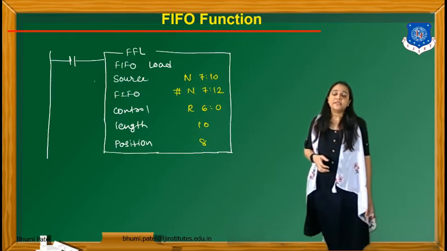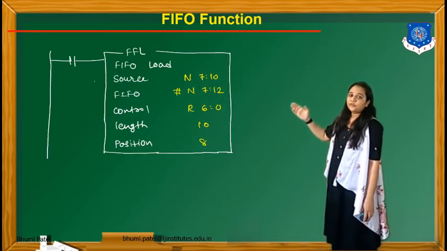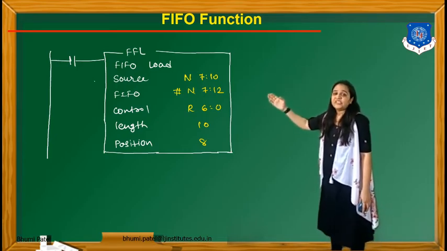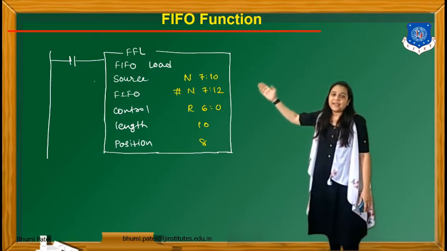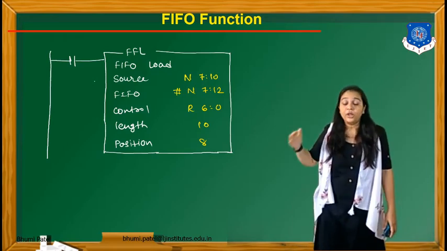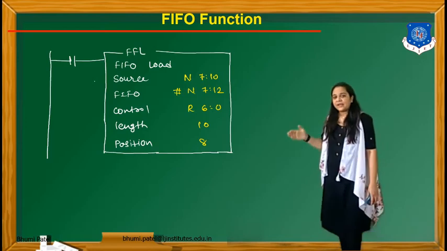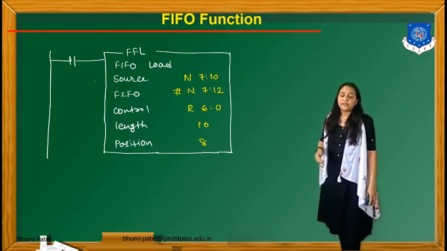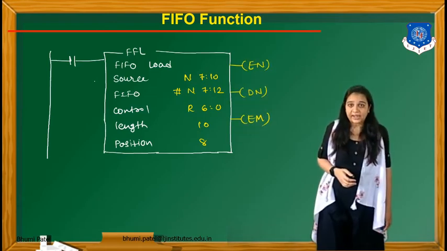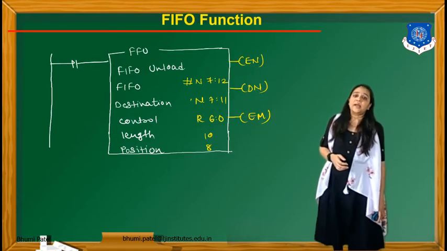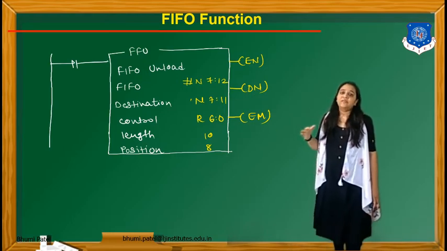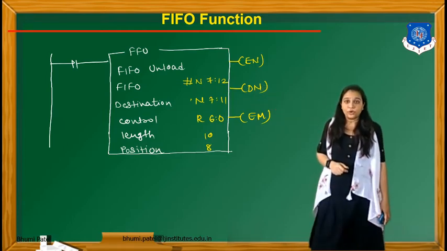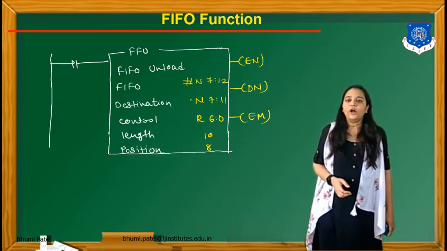Okay, now this is the block format of the FIFO load. We have decided the source N7:10. Then the FIFO is always indicated in the hash file, #N7:12. Then the control is always indicated in the R table, R6:10. Then we have to decide the length, 10, and up to now the position is at 8. Okay, and this is the diagram of the FIFO unload. The same thing will be done, but here we have to write the destination instead of the source, and we have to use a FIFO unload file.